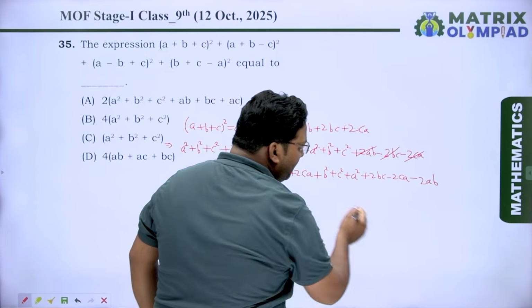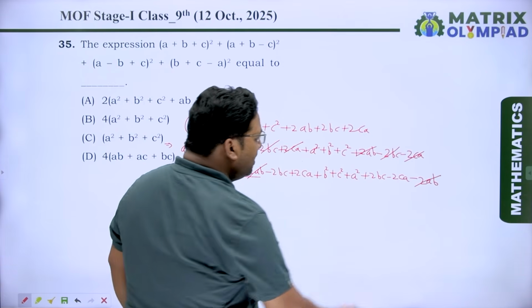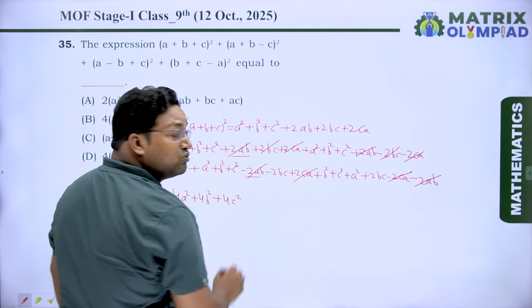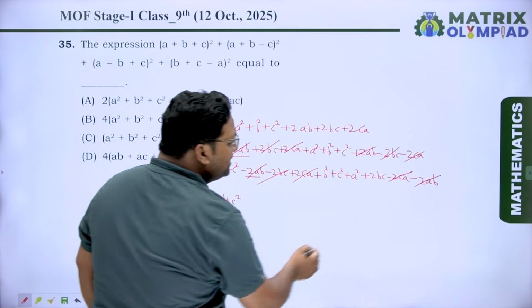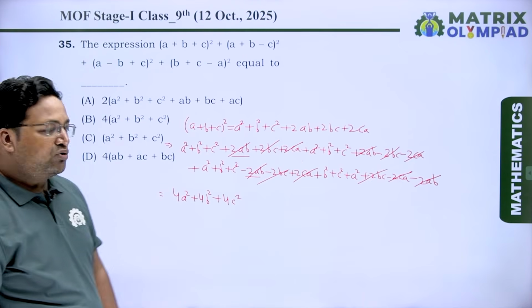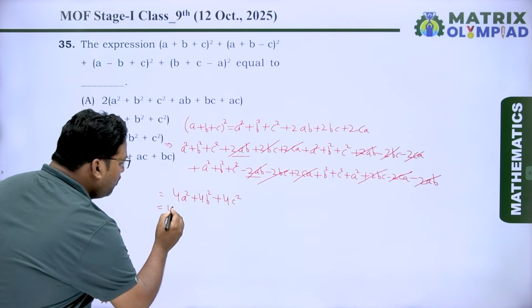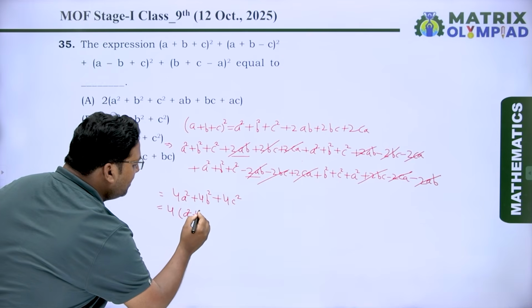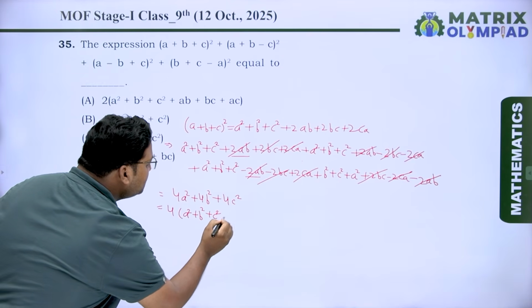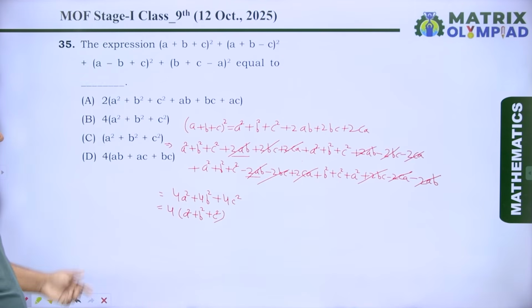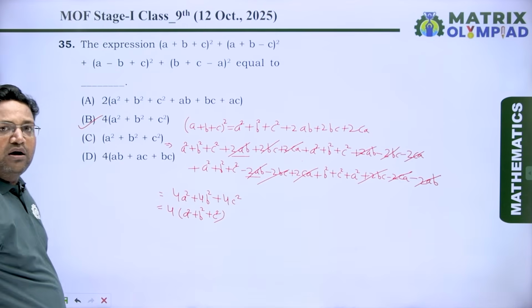You can see here 2ab minus 2ab are cancelled out. Minus 2ca plus 2ca are cancelled out. Minus 2bc plus 2bc are cancelled out. So our final answer is 4 into (a square plus b square plus c square), which is in option B. So option B will be the right answer.